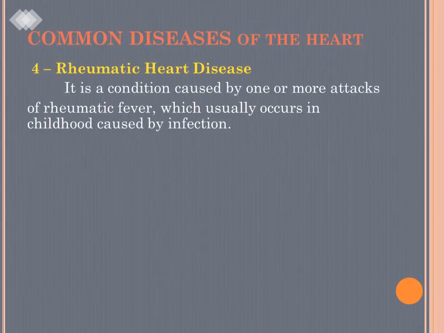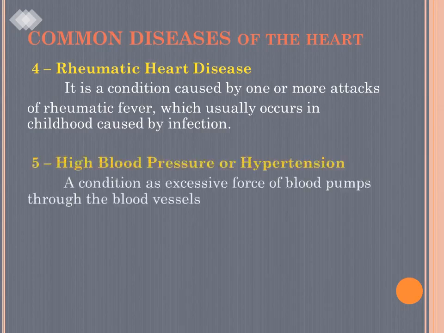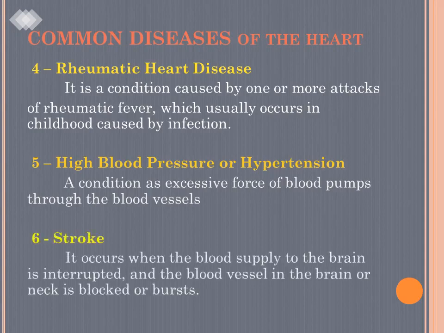Rheumatic heart disease is a condition caused by one or more attacks of rheumatic fever, which usually occurs in childhood, caused by an infection that weakens the heart muscle and damages the sac and the valves. While having high blood pressure may cause stroke, heart failure, and renal disease. Stroke is sometimes called a brain attack, which happens when blood supply to the brain is blocked by a blood clot.